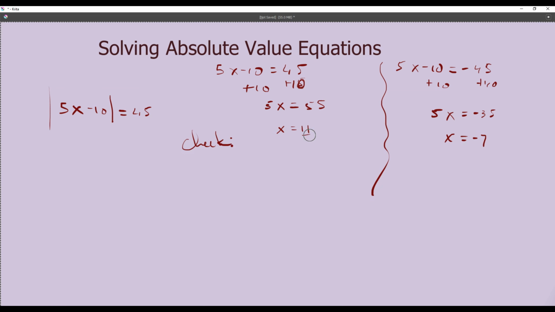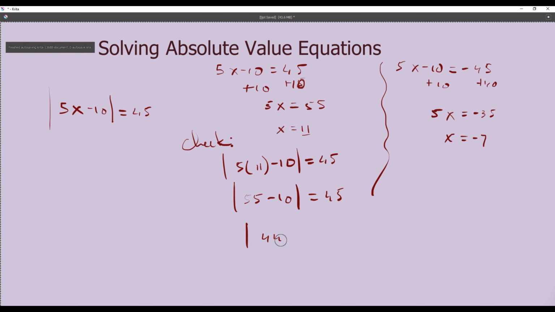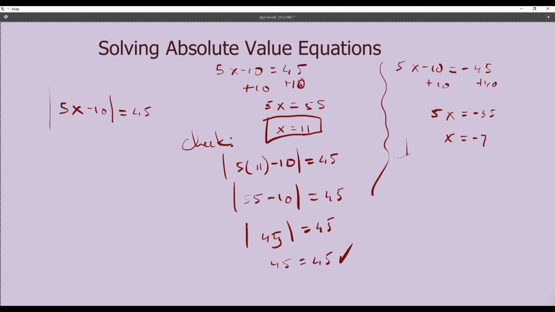So I put 11 into the original equation. So I have absolute value 5 times 11 minus 10 is equal to 45. So here I have 55 minus 10 inside the absolute value, right? So I have absolute value of 45 equals 45. So absolute value of 45 is 45. This is good. This is a solution. X is equal to 11. Let's check this one.